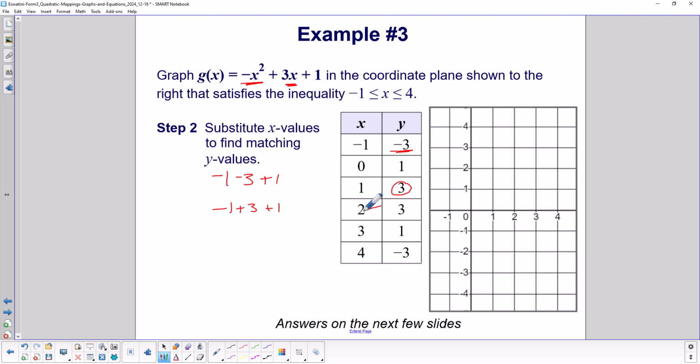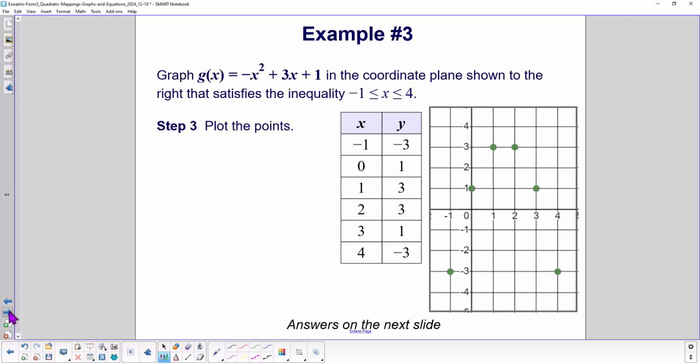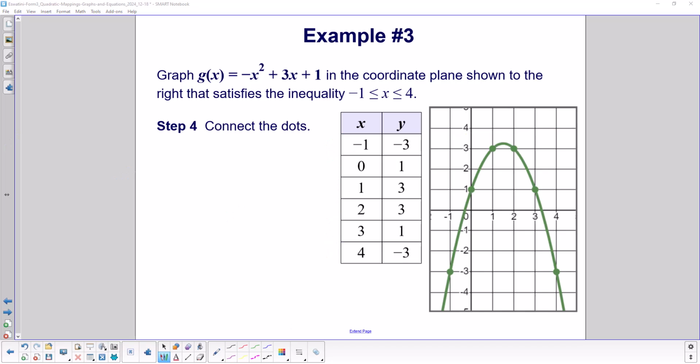Now let's look at 2, because it looks like we get the same value of y. Minus 2 squared, so that's going to be minus 4, plus 3 times 2, which is 6, plus 1. Yep, that gets us 3 also. And please feel free to check the last two numbers. Next, plot the points, and that's what we have over here in green. All of these points come from this table. And then connect the dots. This double 3 gives us a little issue right over here, because we can't have a flat line connecting them. You still have to have this curve that goes up a little bit and then comes back down. And once again, we have a parabola.